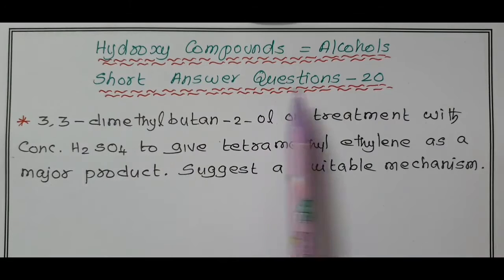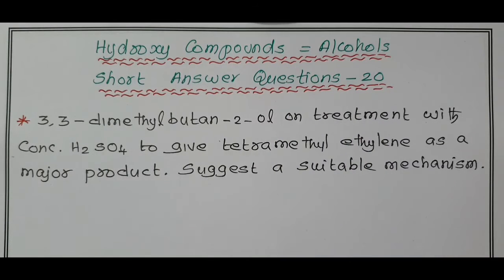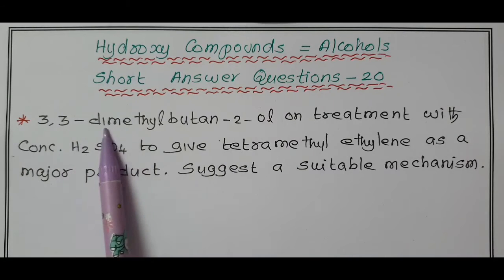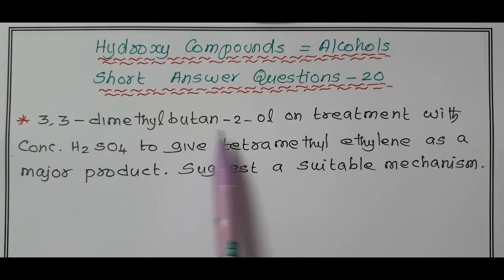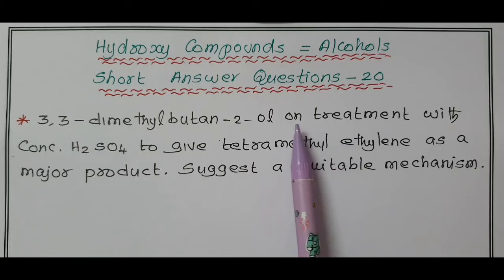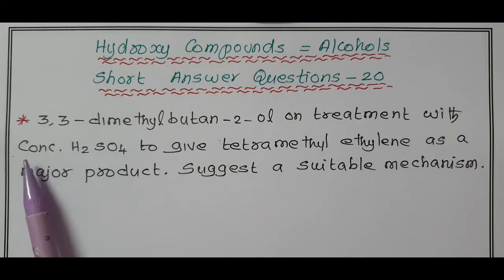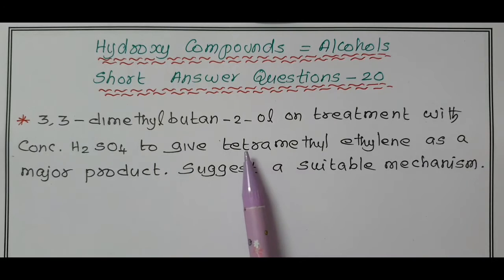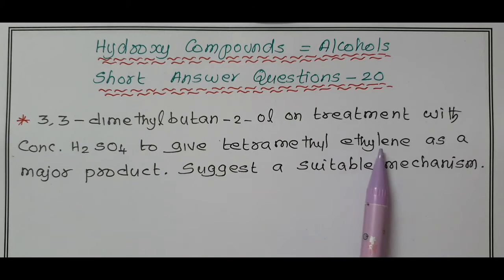Short answer question 20. The question given is: 3,3-dimethylbutan-2-ol on treatment with concentrated H2SO4 gives tetramethylethylene as a major product. Suggest a suitable mechanism. This is nothing but Saytzeff's rule.